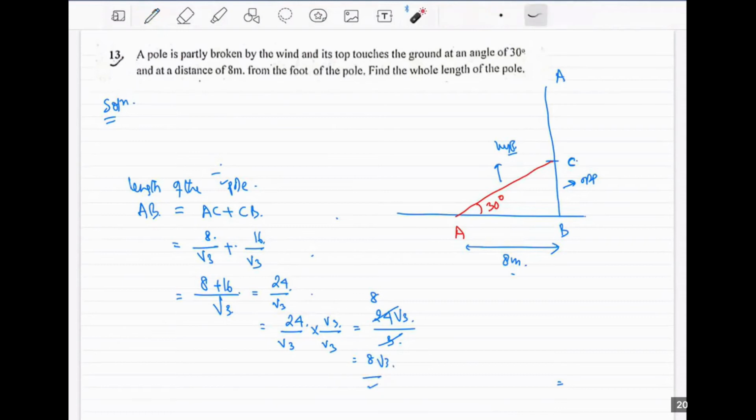Okay, copy this one again. So the length of the pole is how much? 8 root 3. You can finish here if you want. Everything is given in meter, so you have to have meter in there in the final value.